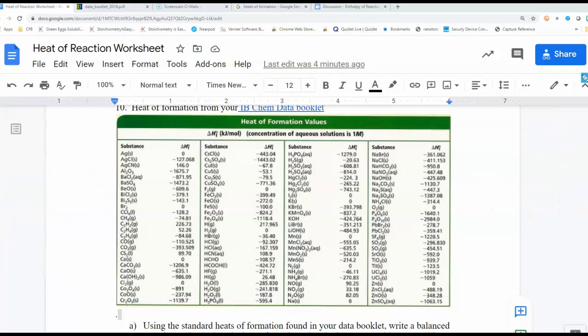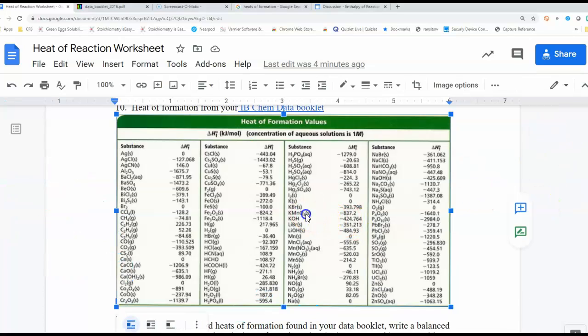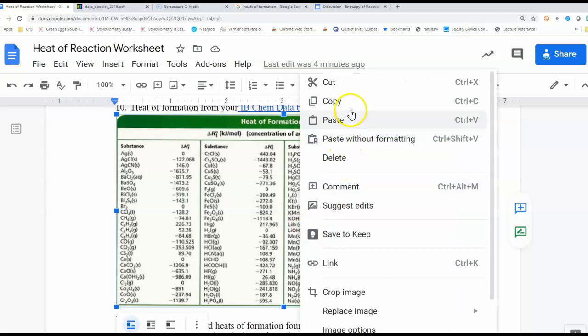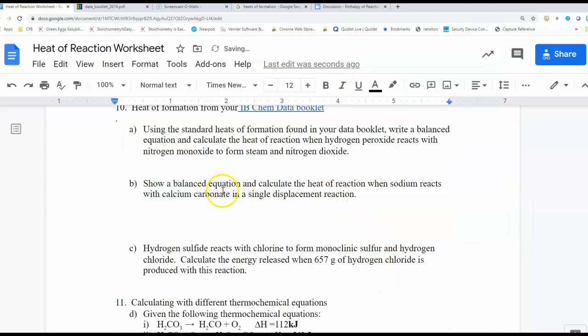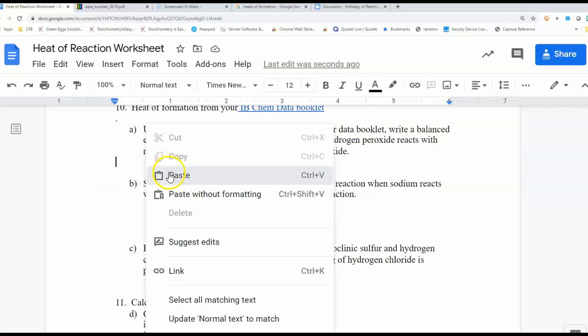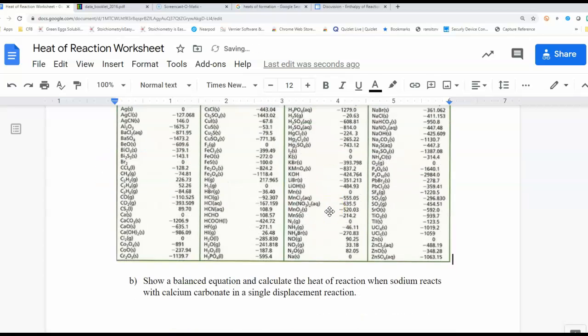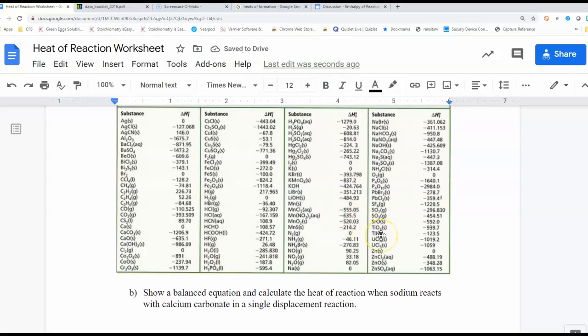Okay, so right now I am going to cut this and move it down with us to the next part here because I need to be able to use it on the next example. And our next example says show a balanced equation and calculate the heat of reaction when sodium reacts with calcium carbonate in a single displacement reaction. I'm going to go ahead and do that math and then I will show you.